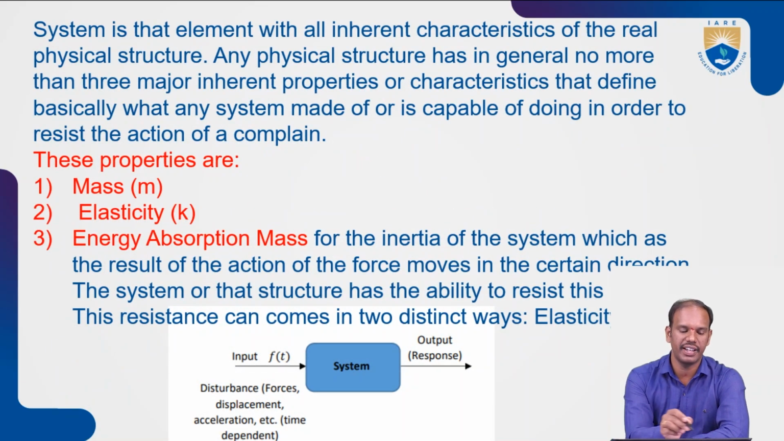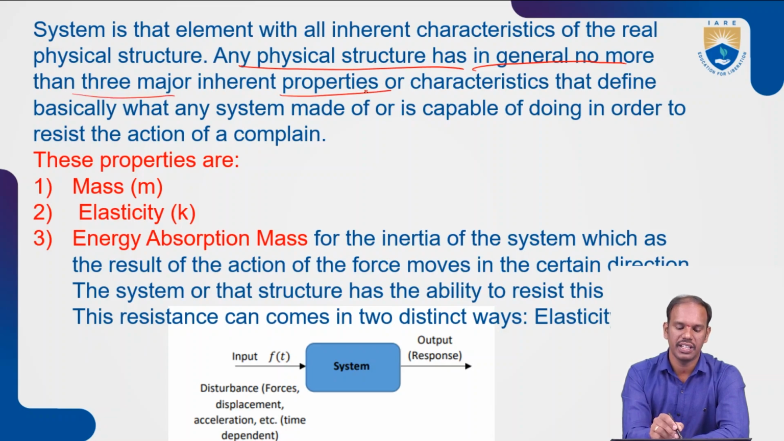For physical structures, any physical structure in general has more than three major inherent properties. These are characteristics that a system has, capable of resisting these forces. So the properties of a physical structure will generally include more than three inherent properties or characteristics. So what is meant by properties or characteristics here?